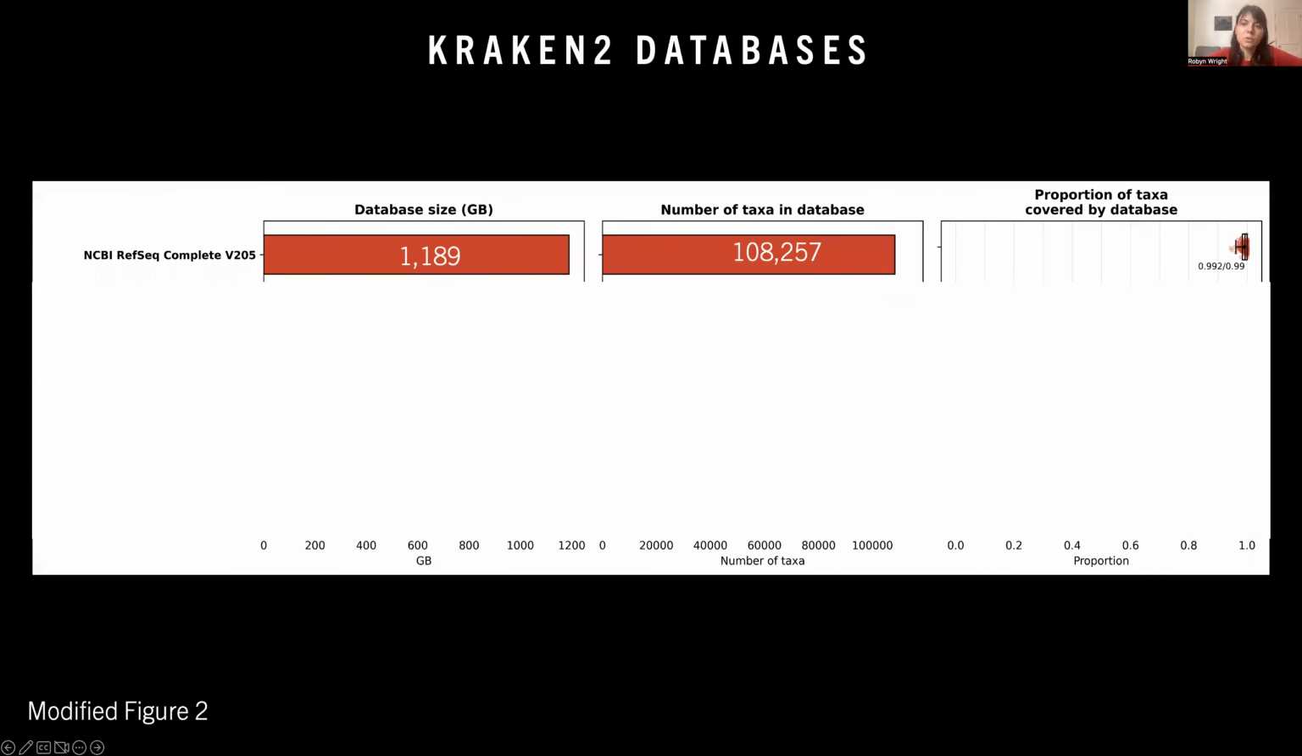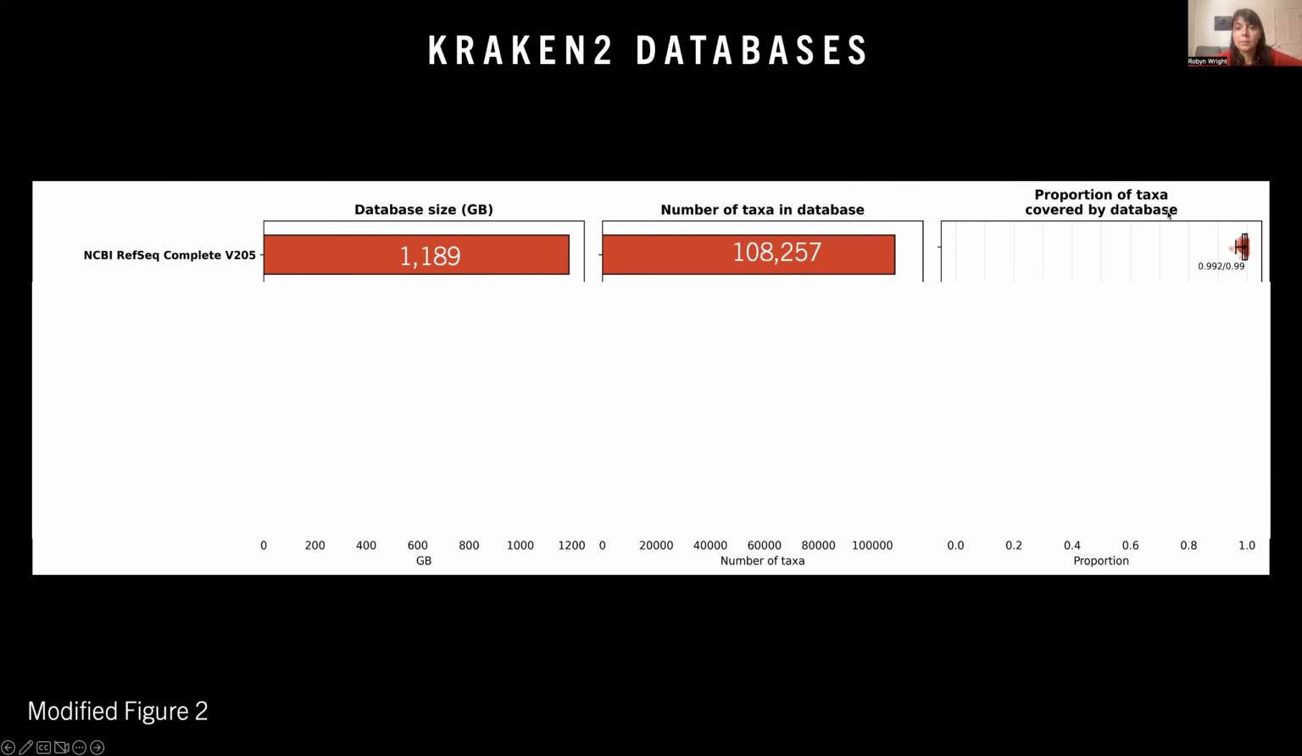Because with Kraken 2, it's really easy to make databases with just about any group of genomes we have, we started to test a range of databases on our simulated samples with Kraken 2. The top database here is the largest, and it contains everything in the NCBI RefSeq database. So that's all genomes, and this also includes those that aren't complete. On the left, we have the database size, and this one's almost 1.2 terabytes. In the middle, we have the number of taxa, and this contains about 110,000 taxa.